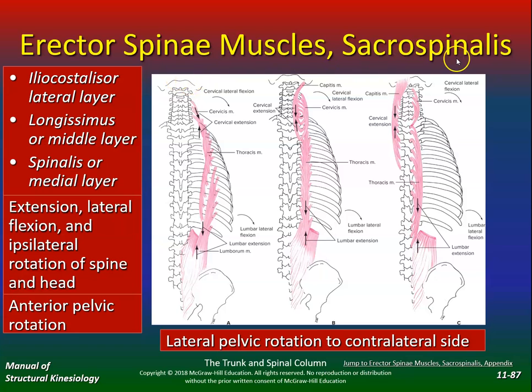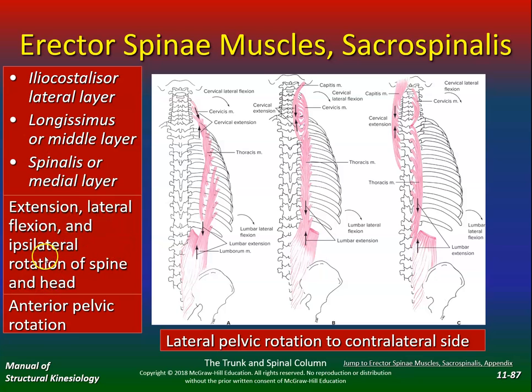Here's the Erector Spinae. Again, you've got the 3 layers. You've got the iliocostalis or lateral layer, longissimus or middle layer, and the spinalis or medial layer. I love sushi. So remember that. Obviously, I've mentioned it many times, so of course it's going to be on the test. Going from lateral to medial, I love sushi.